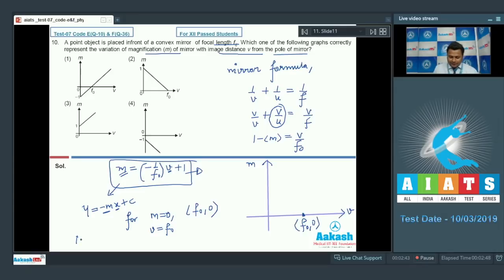Now if we place v equal to 0 in the magnification expression, we get magnification as 1. So another coordinate we have got 0 and 1. 1 is suppose somewhere here, so 0, 1 will lie somewhere here. Now since it is a straight line, so we can join them, and now we can have the graph between magnification and image distance. After looking at the answer, we can say that option number 2 is absolutely correct. So we will go with option number 2.